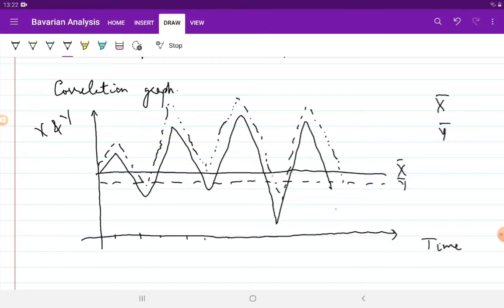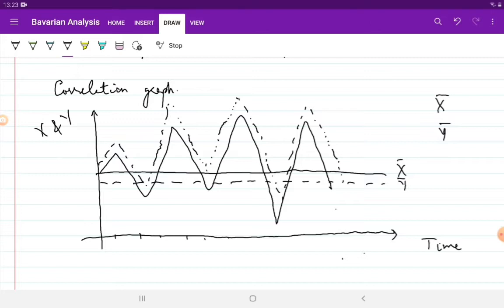Now, as you can see, in this particular example that I have drawn, the movement of both x and y are almost always in the same direction. So when the x series is increasing, the y series is also increasing. When the y series is reducing, the x series is also falling. So when you see such co-movement, you can conclude that there is a high degree of correlation. So this would be an example of a high degree of positive correlation.